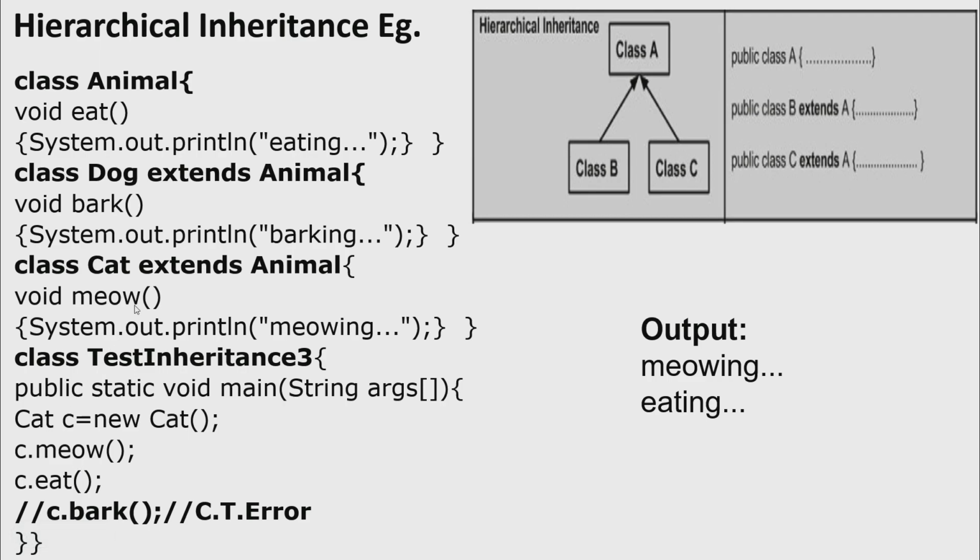Through this child class object, I can access only the behavior given inside the cat class as well as inside the parent class called animal class. But I cannot access the behavior of the dog class. That's why while I am trying to access the bark method, it will show a compile time error.